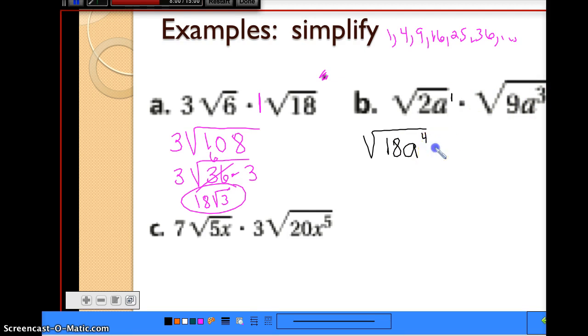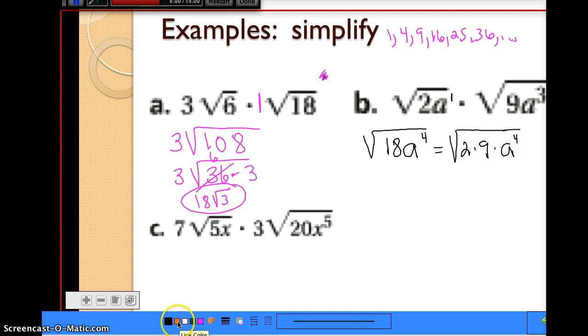18 is not a perfect square, but it can be broken down. Now which perfect square goes into 18 evenly? The 9. 2 times 9. Is a to the 4th a perfect square? It is, because it's got an even exponent. So leave it in there. You don't have to break it down.